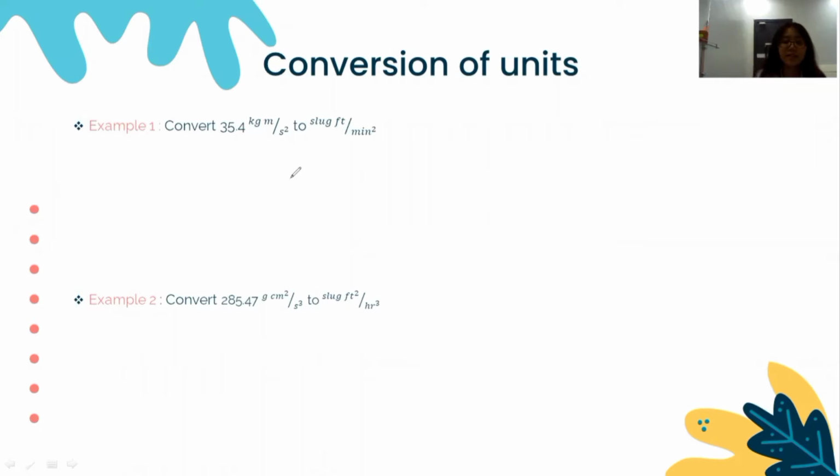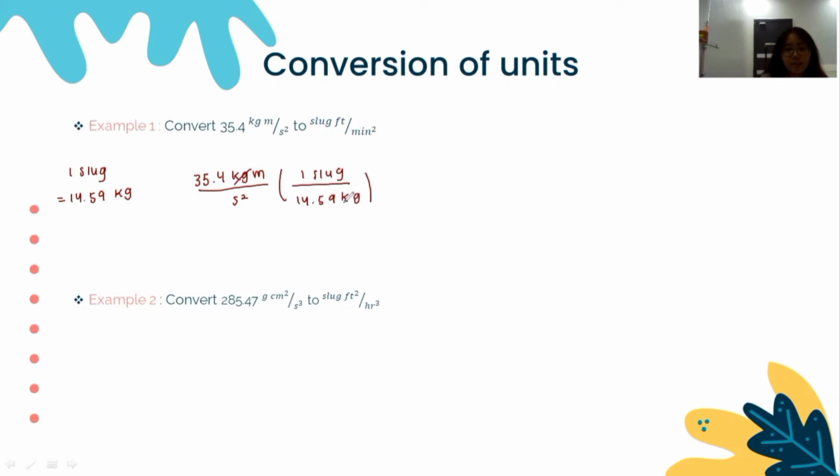Here are some examples on converting units. The first example is convert 35.4 kilogram meter per second squared to slug feet per minute squared. Next, we need to convert kilogram to slug. 1 slug is equal to 14.59 kilogram. So in order to convert kilogram to slug, we need to multiply it by 1 slug divided by 14.59 kilogram.